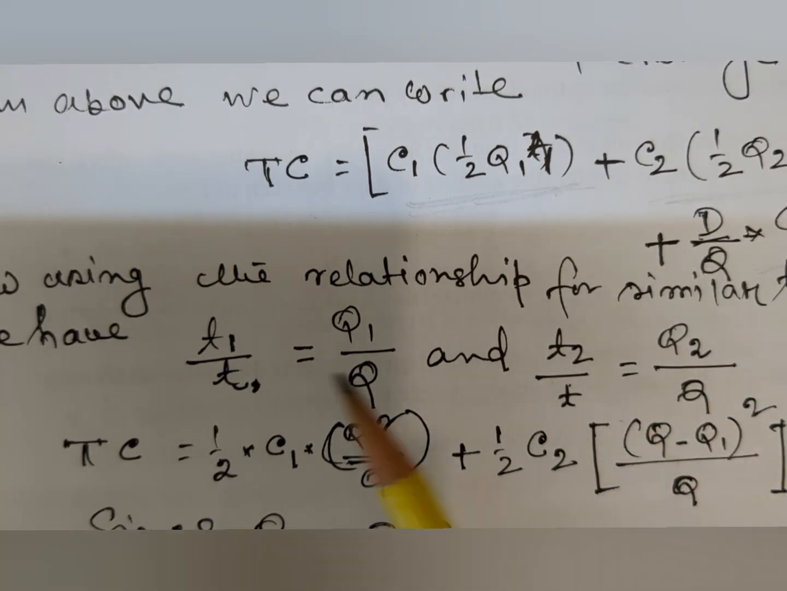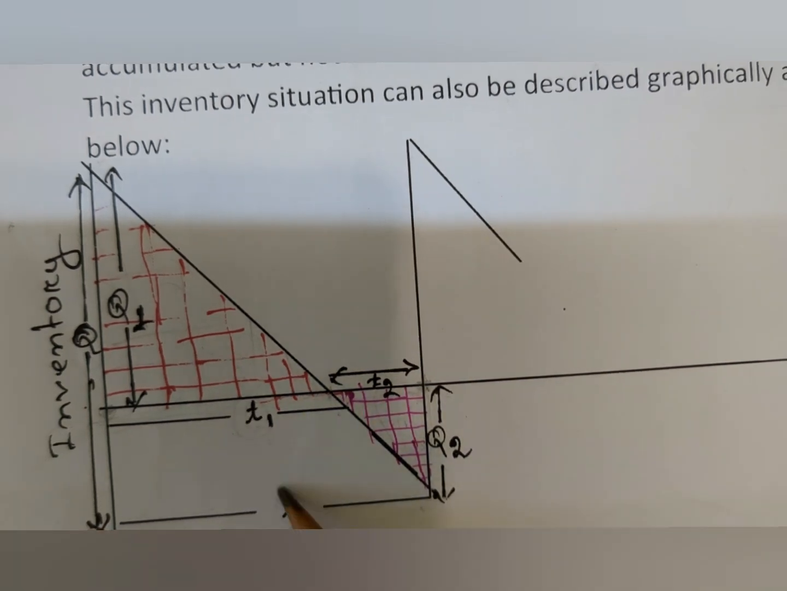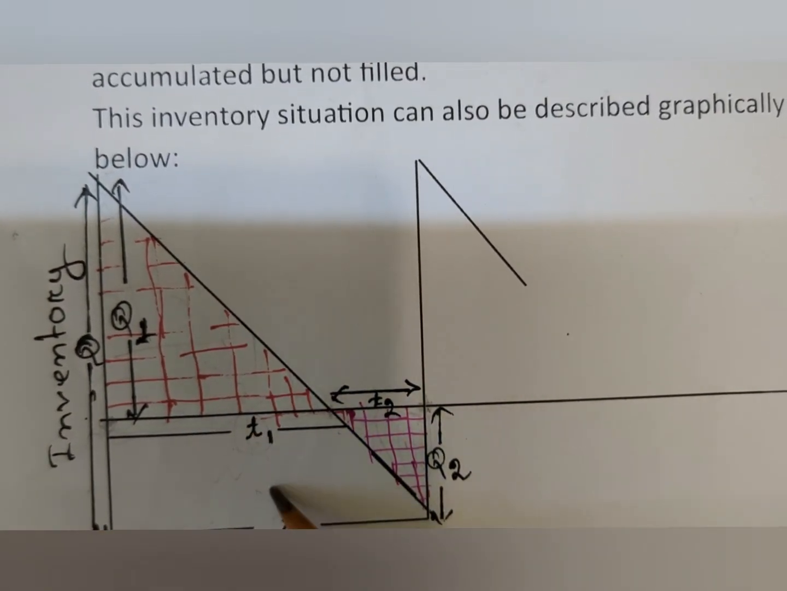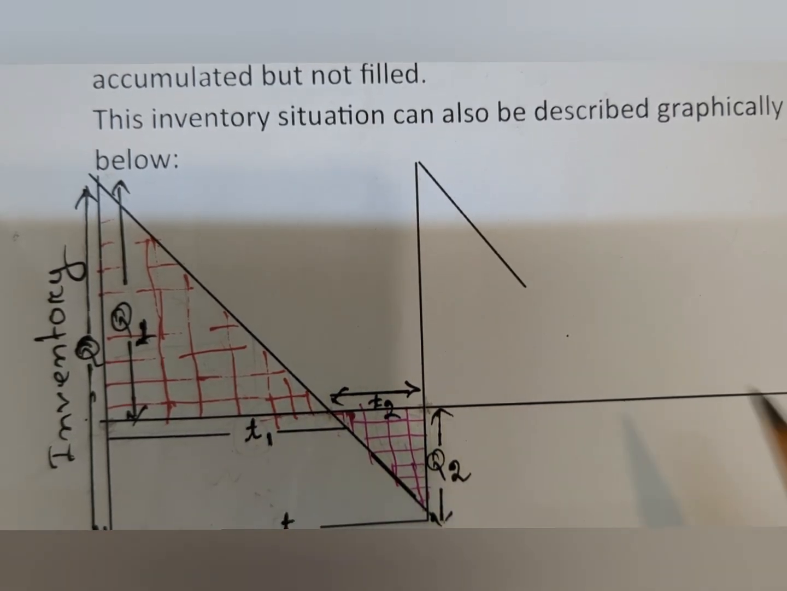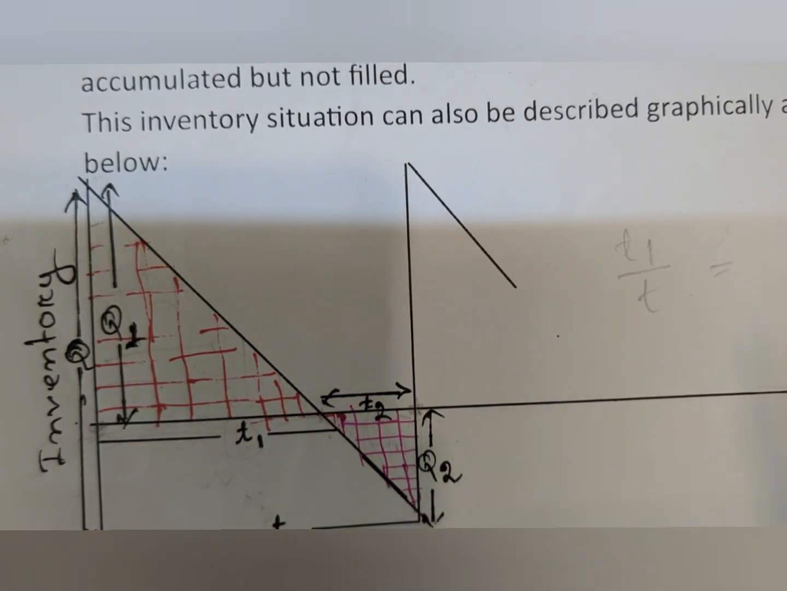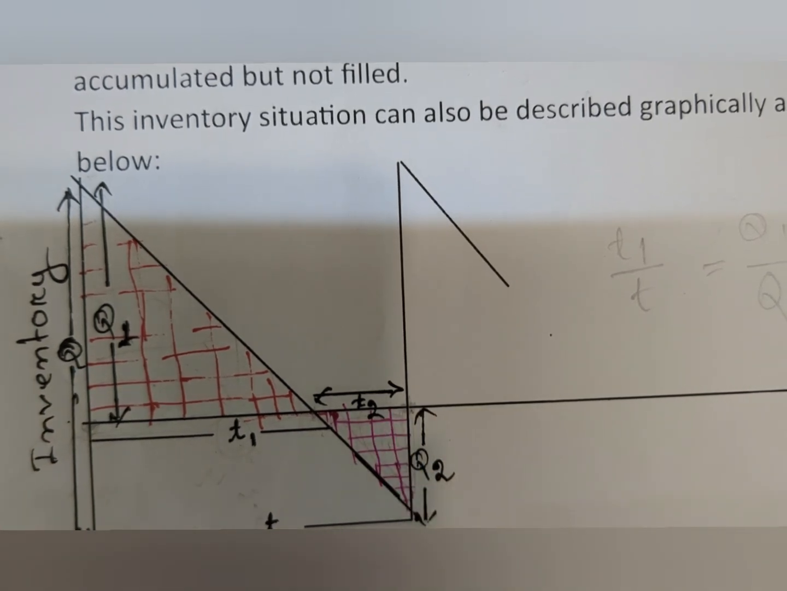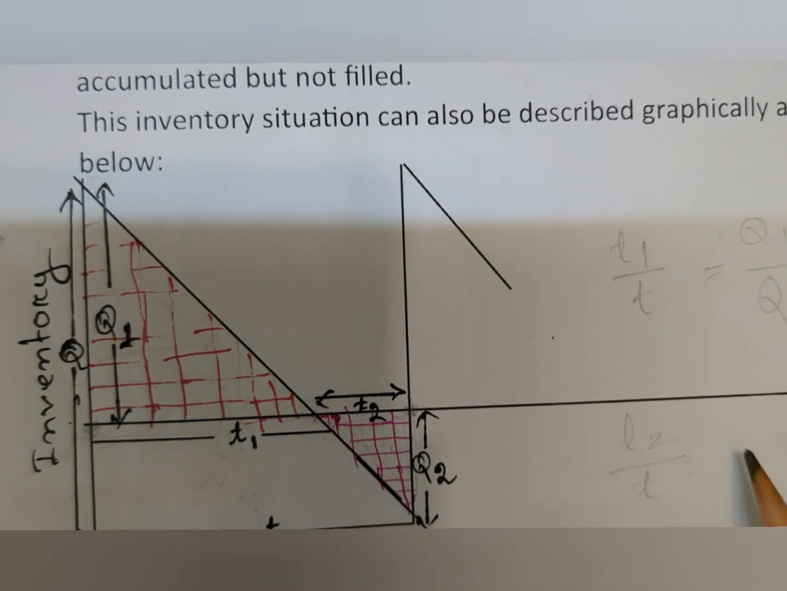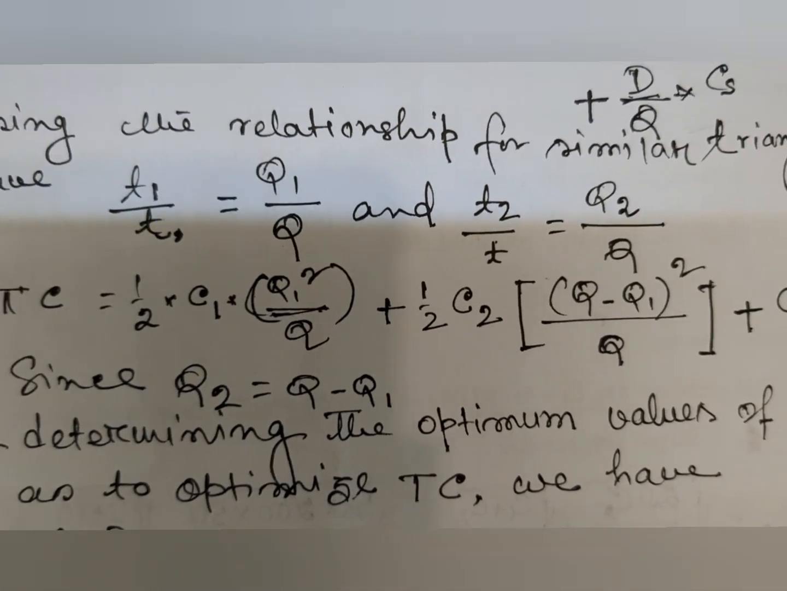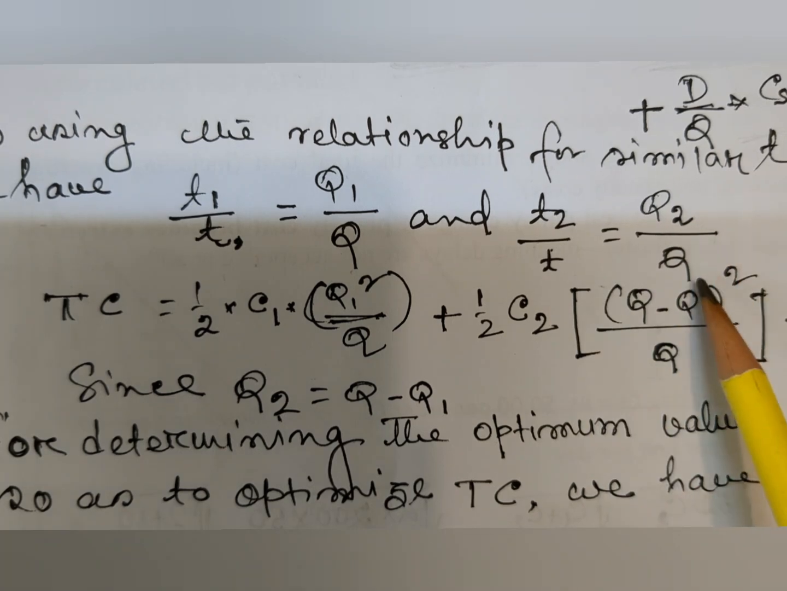Now, using the relationship from similar triangles, you see this triangle and this triangle is similar. This triangle and this triangle is similar. That's why we can write T1 by T is equal to Q1 by Q, from the properties of similar triangle. Again, this triangle and the whole triangle is also similar. That's why we can write T2 divided by T is equal to Q2 by Q. That is, we have T1 by T is equal to Q1 by Q, and T2 by T is equal to Q2 by Q.